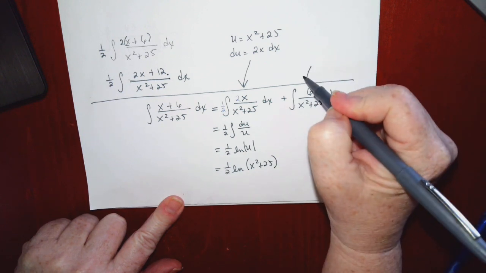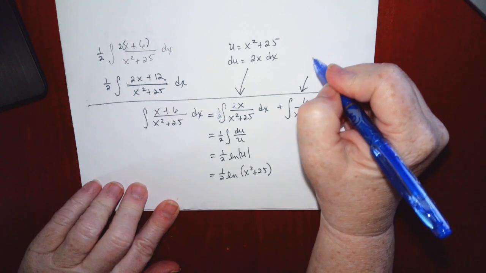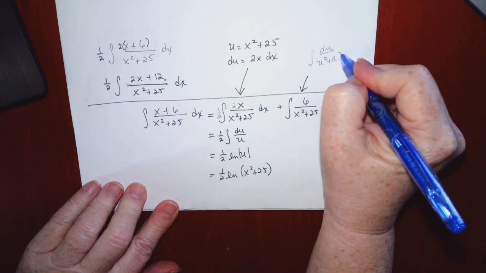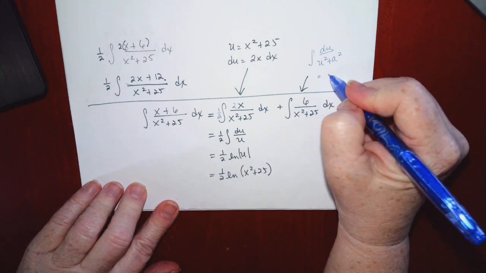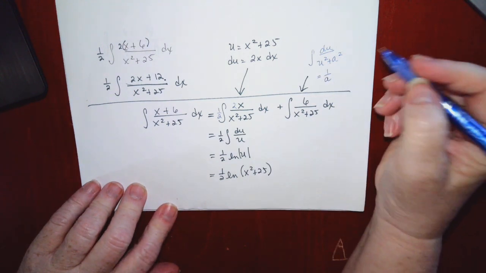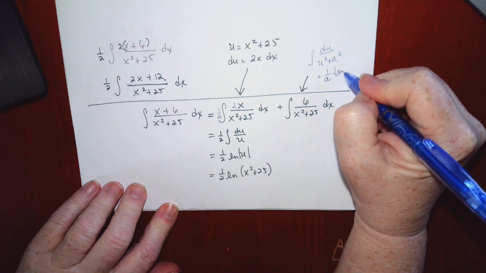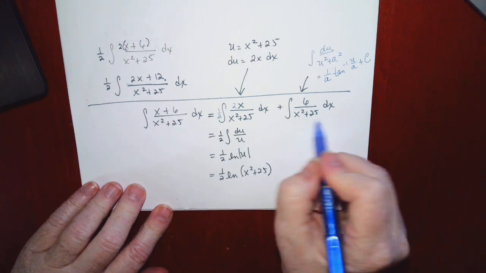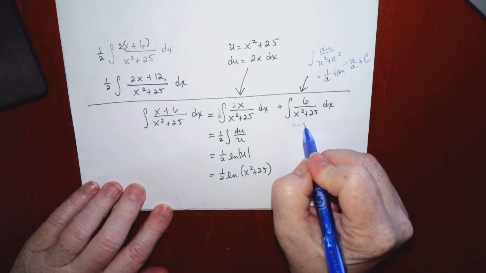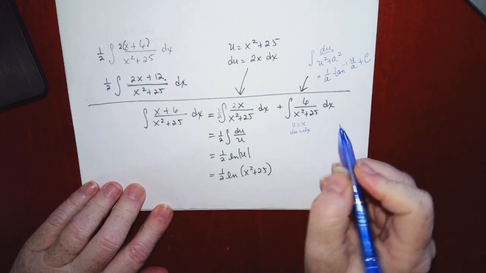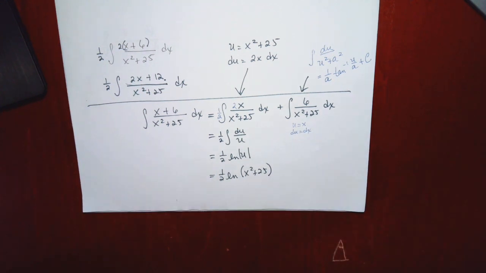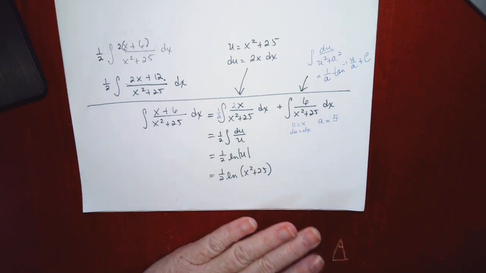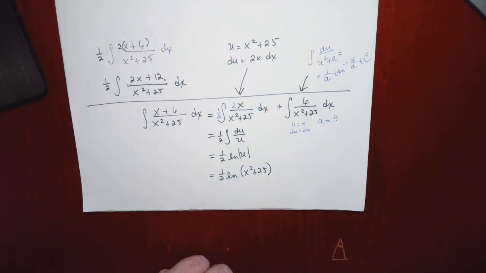Okay, and so on this part, I'm going to look at that as an integral of du over u squared plus a squared, which, as you just said, is an arctan integral. That's 1 over a, the arctangent of u over a, plus c. Here, our u is equal to x, so du and dx are the same thing, so technically we don't even really have to do a u substitution there, but we do need to know that a would be the square root of that constant, so it's going to be 5.